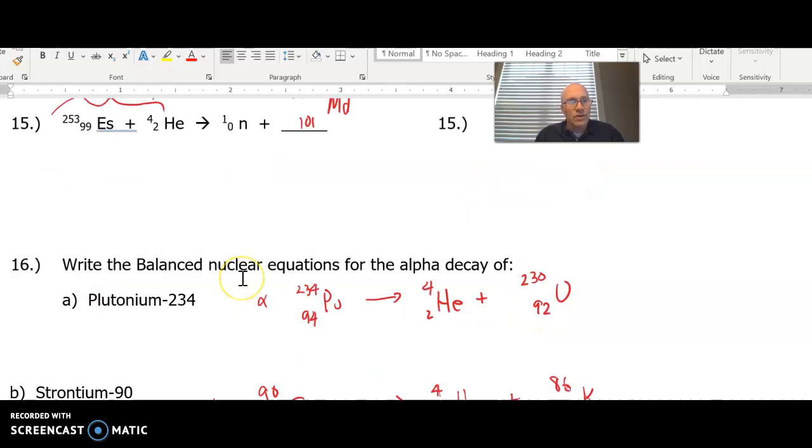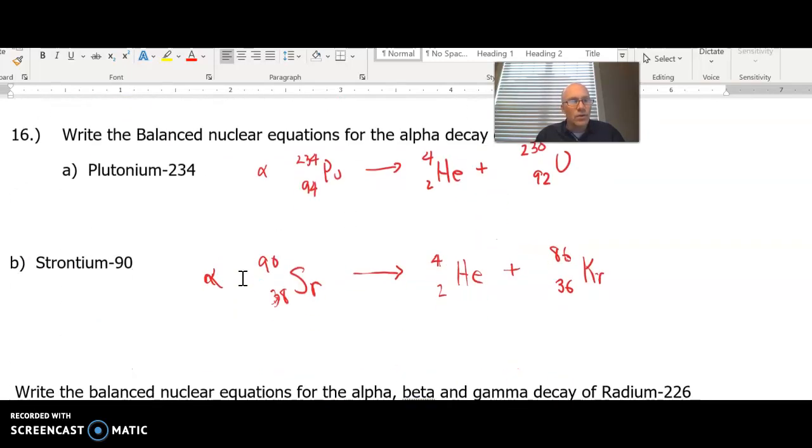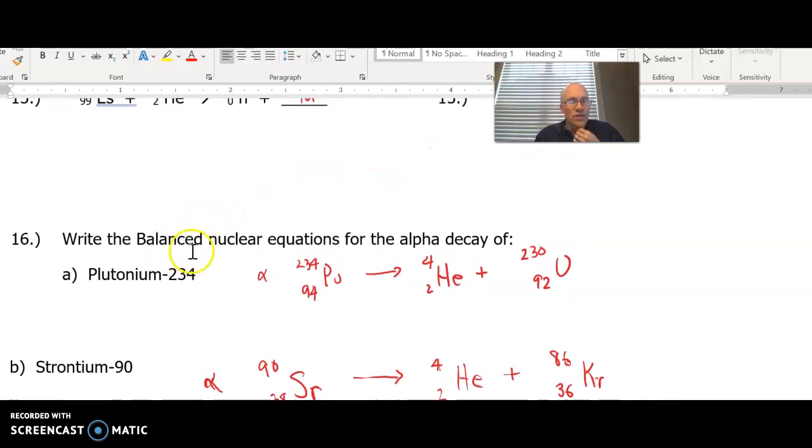All right, the next few problems say write the balanced nuclear reaction for the alpha decay of these elements right here. Remember, alpha decay is when it spits out a helium atom. So let's start by writing down the symbol for plutonium 234. We know that since it's alpha decay, it spits out this particle right here. And then we just have to figure out what is left. That would be this uranium atom right here.